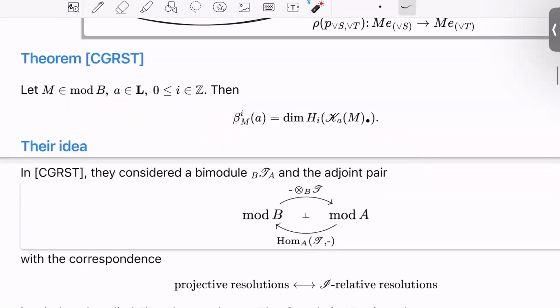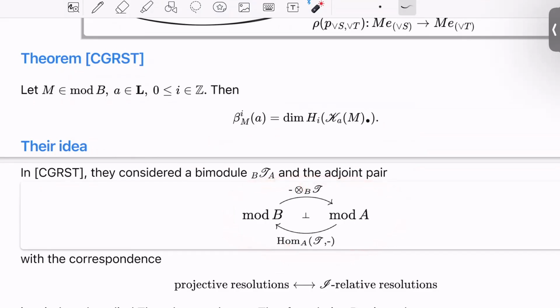Now their idea was to use this fact. In their paper, they have a B-A bimodule, in the algebraic sense. They didn't say so, but this is the same. They define some B-A bimodule and then consider an adjoint pair by tensoring and Hom.